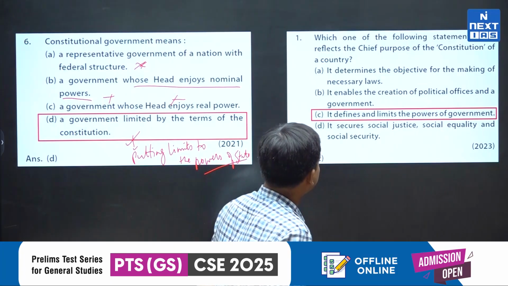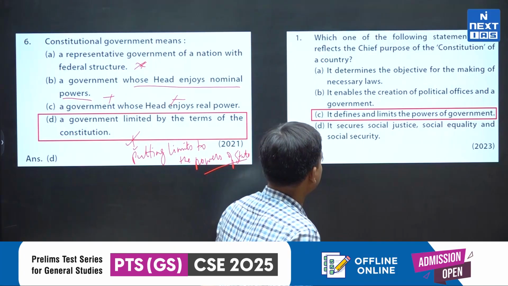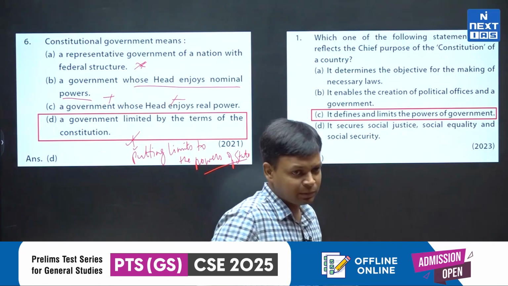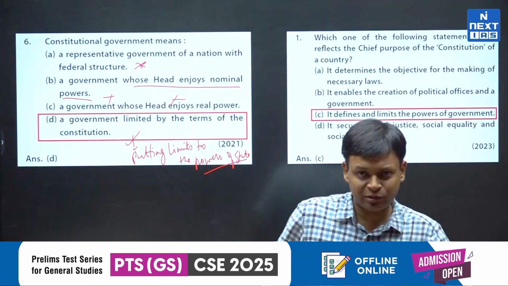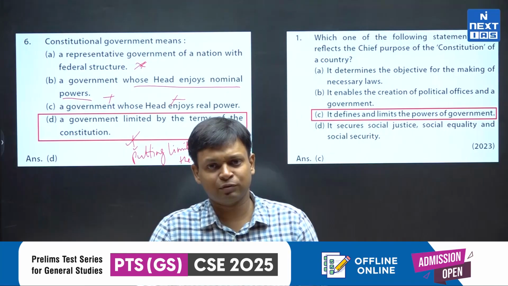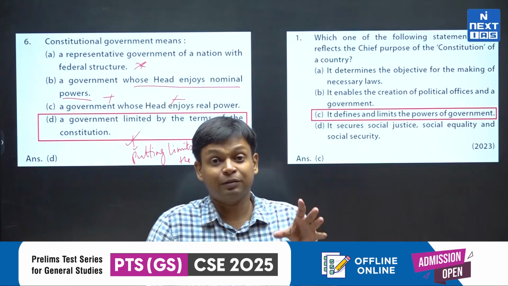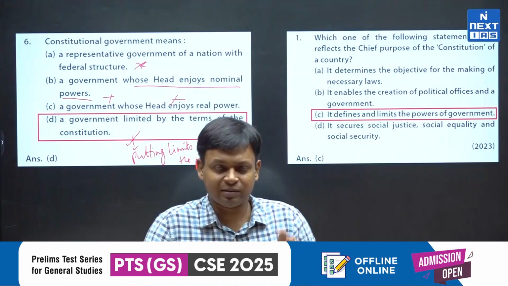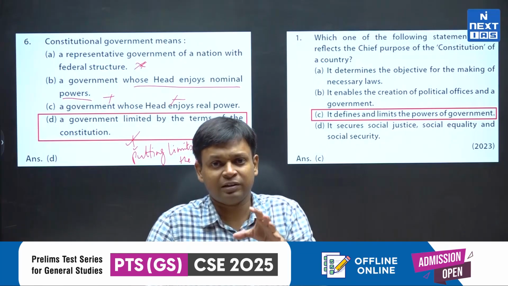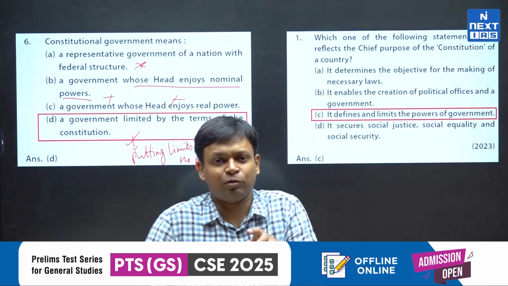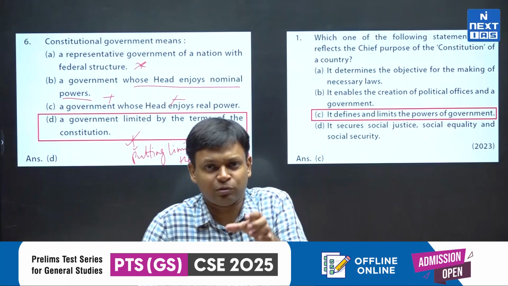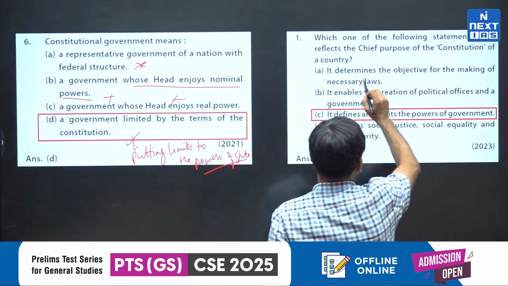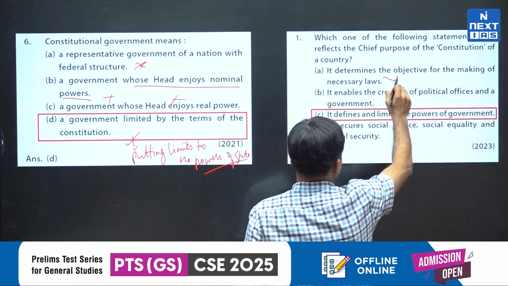Which one of the following statements best reflects the chief purpose of constitution of a country? Okay? What is the most important purpose of having a constitution? The most important purpose is to have some laws which are restricting the government also, which are putting limits to the powers of the state also. That is the most important function. That means we are trying to achieve constitutionalism by having a constitution. Constitution is a means and constitutionalism is an end in itself. So first option is it determines the objective for the making of necessary laws, not correct.